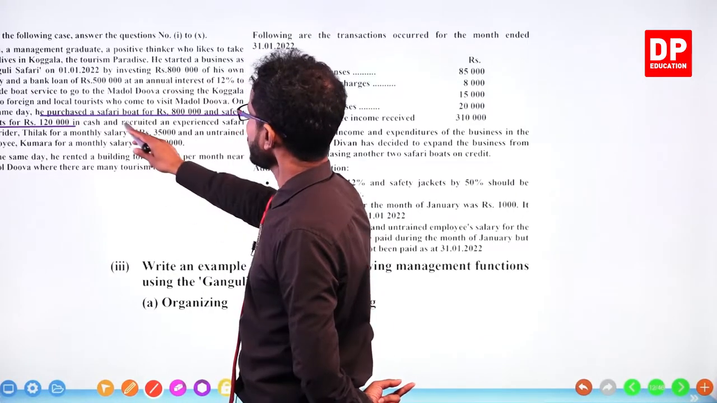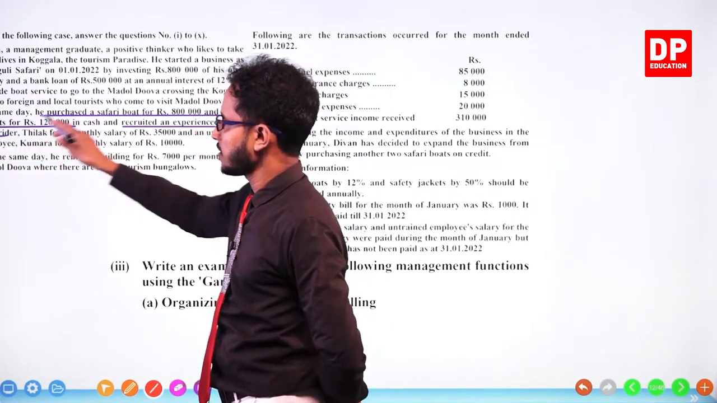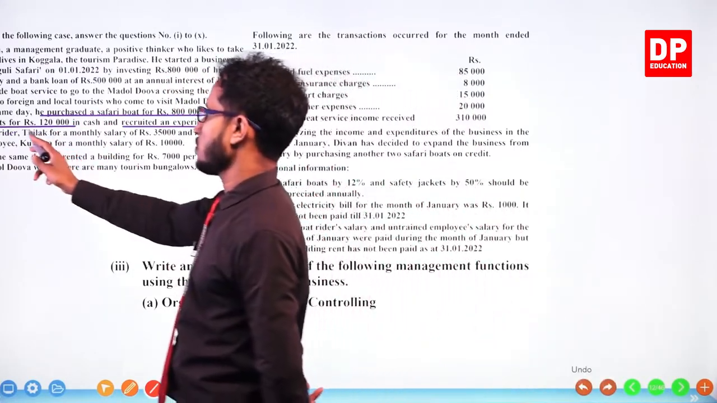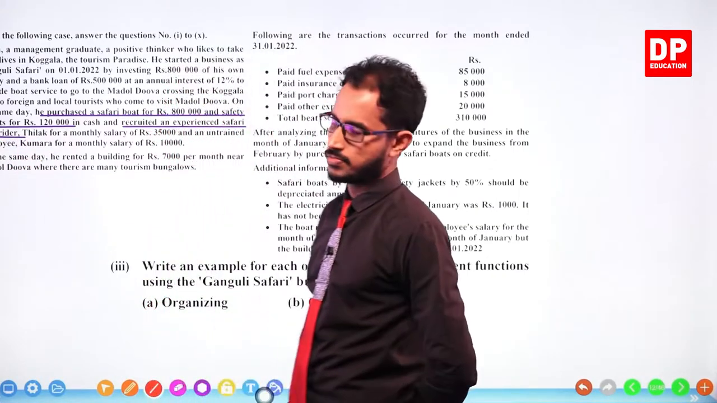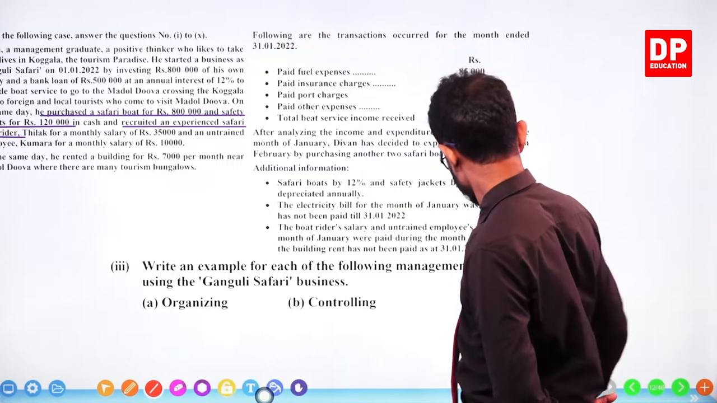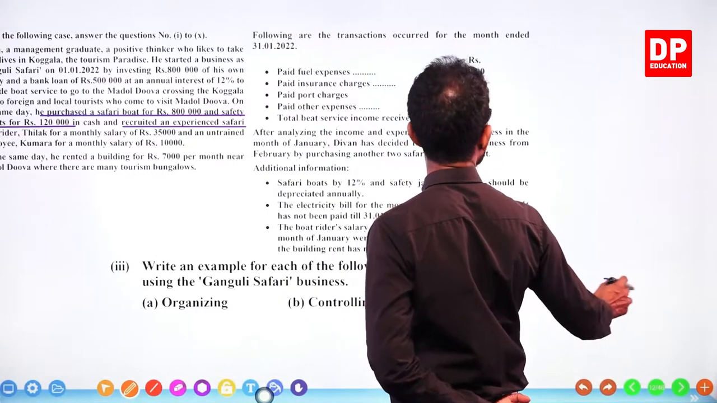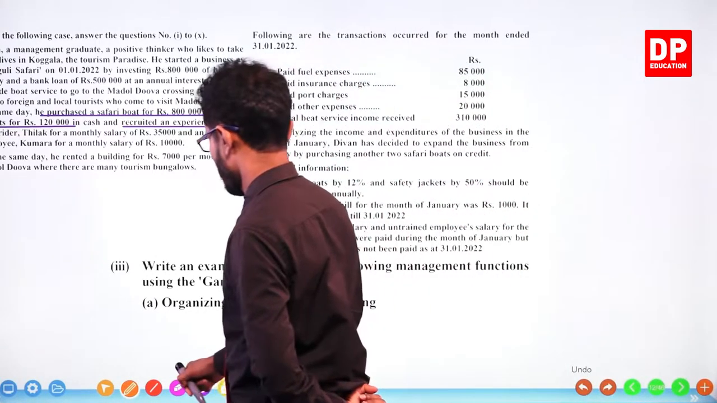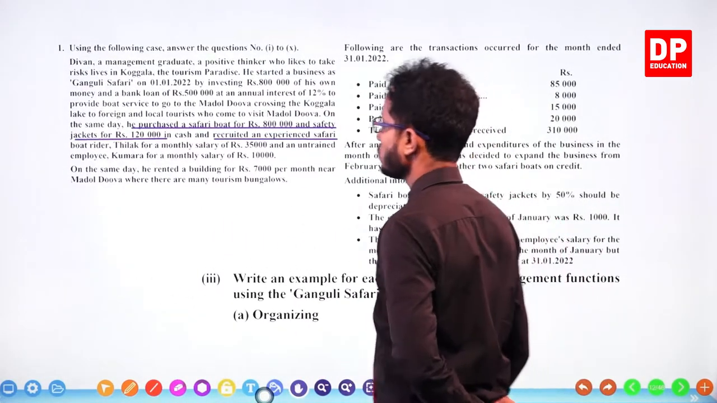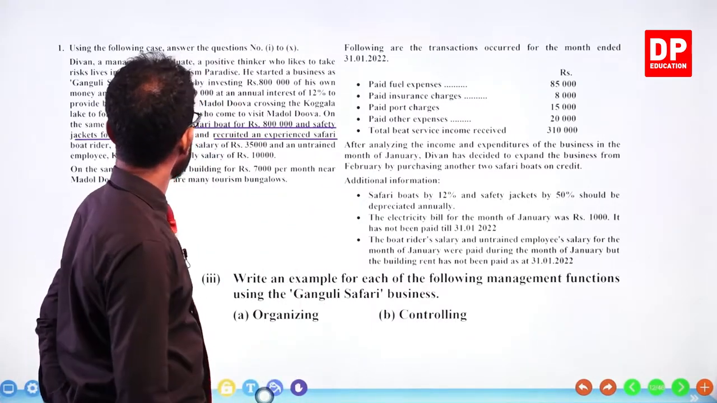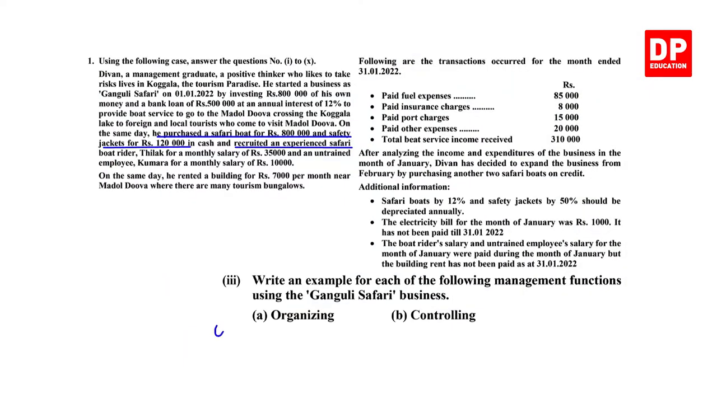Okay. Recruiting employees. Now those are organizing, of course. Indeed. Organizing. For organizing, you can write. What can you write? I'll just move to this side so it's a better view, right? What do you say? Purchasing, using cash, to purchase safari boots and safety jackets.